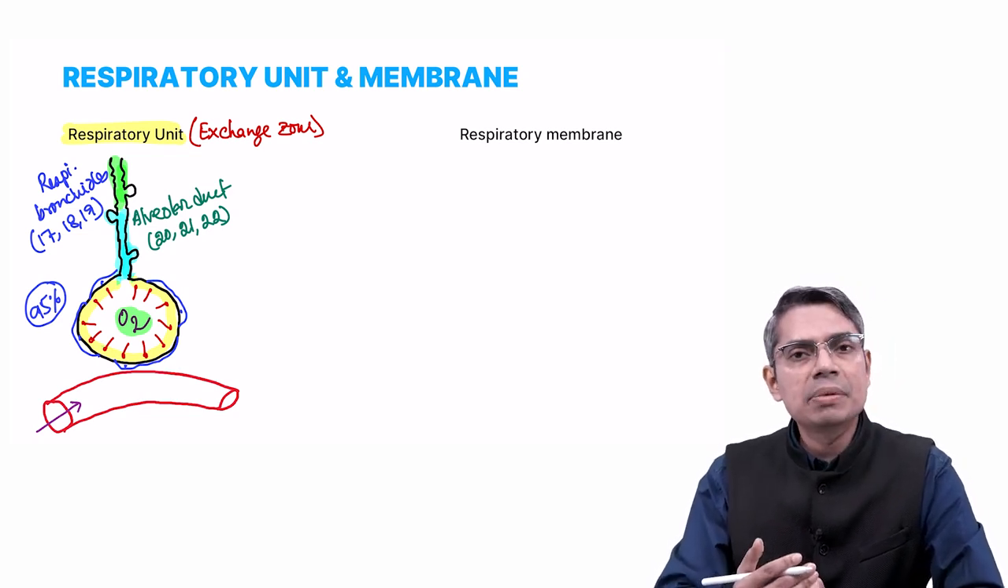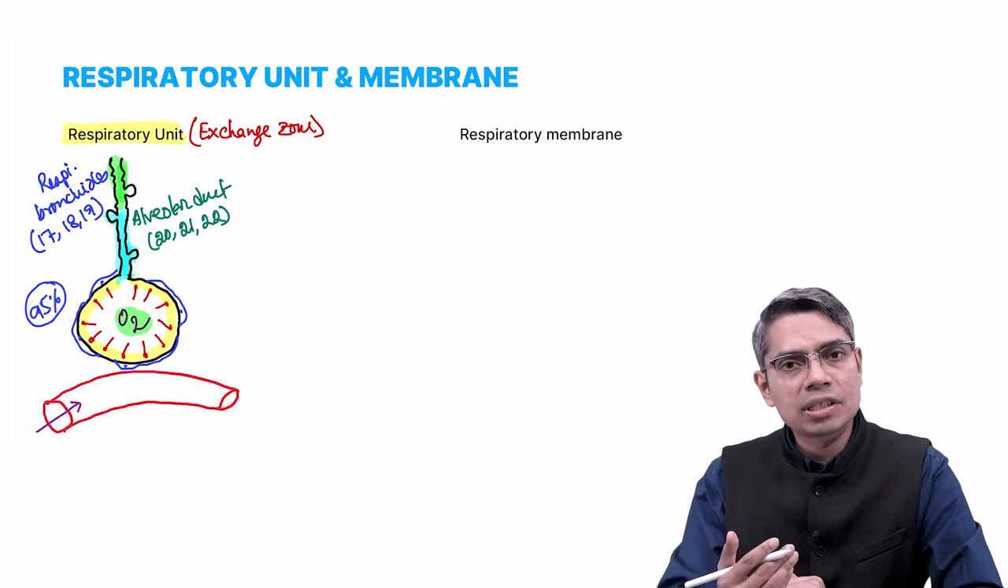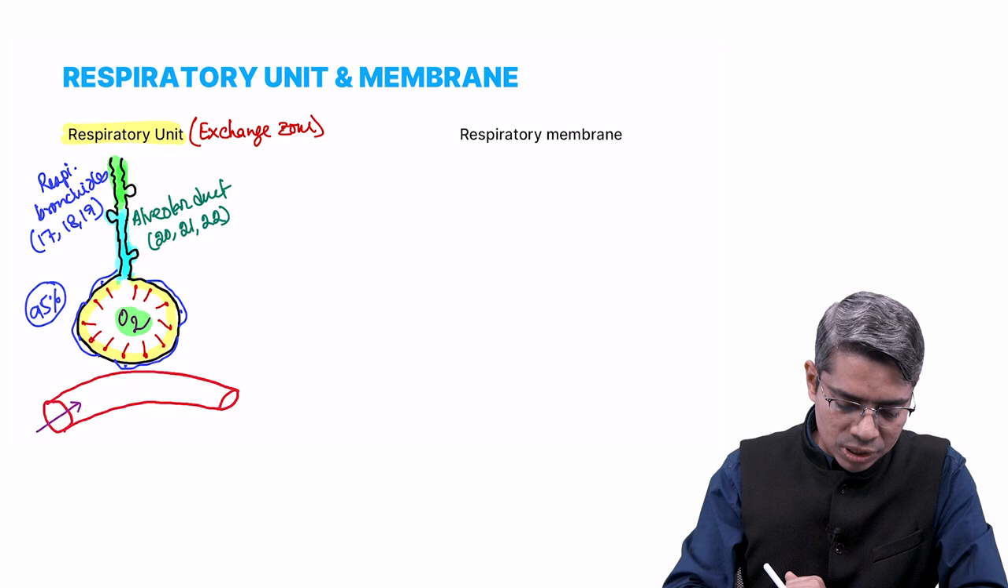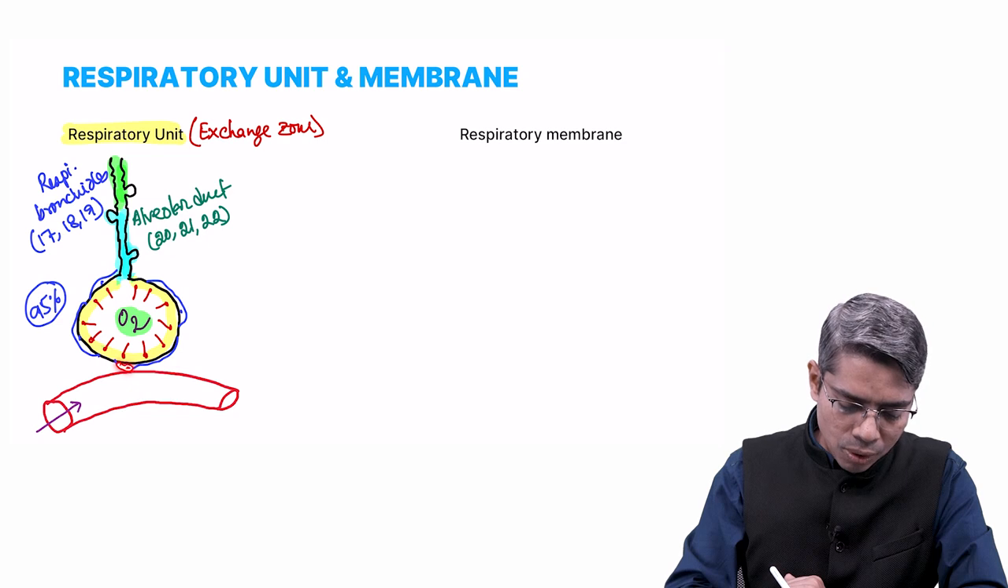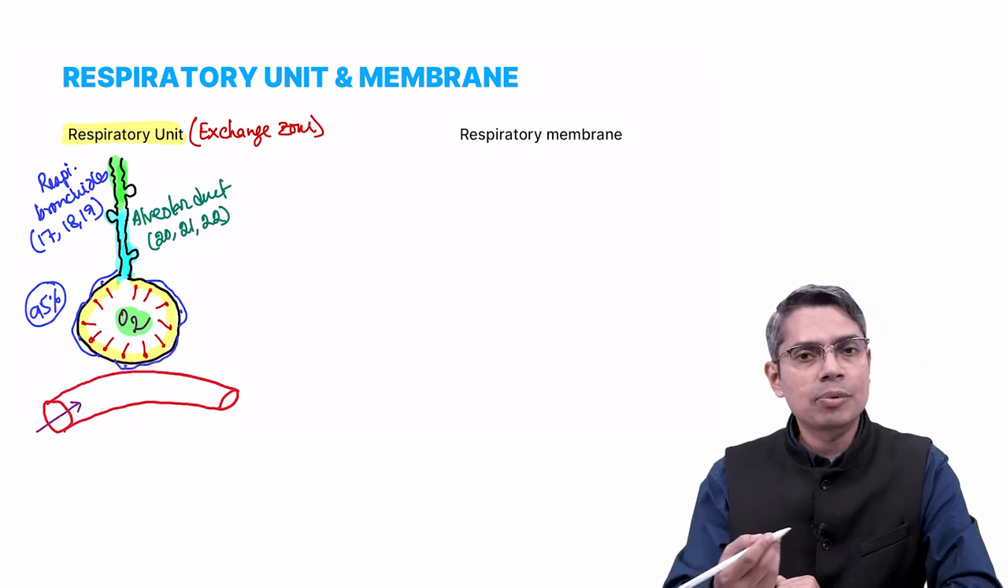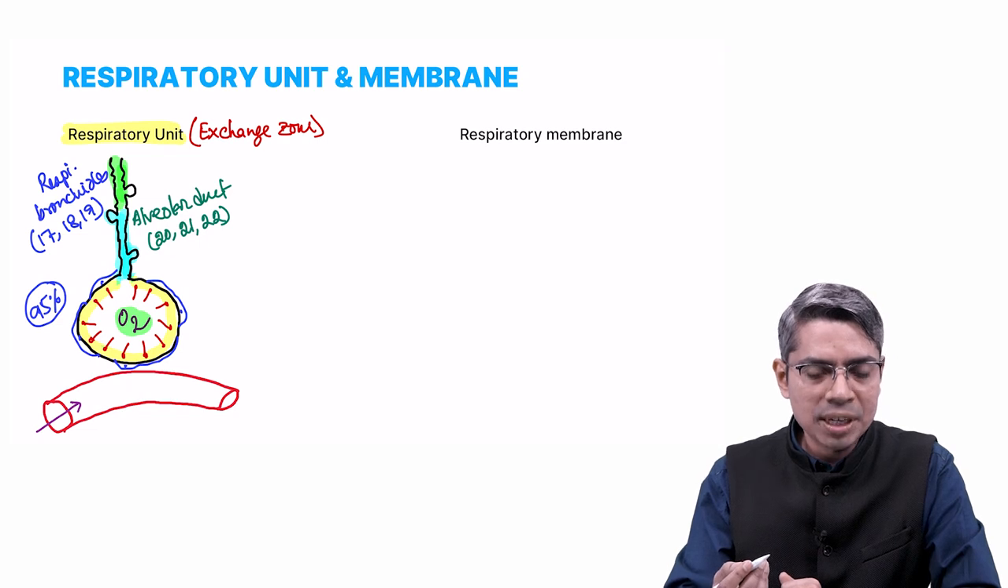So what are the intervening layers? What are the layers the oxygen has to cross? First of all, the oxygen has to cross this water layer along with the surfactant. Then it has to cross this type 1 pneumocyte, and type 1 pneumocyte means it will have its basement membrane.